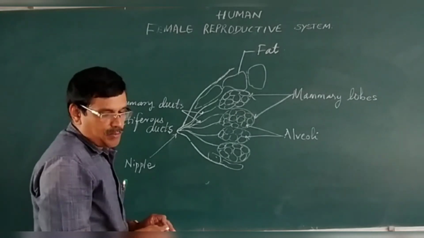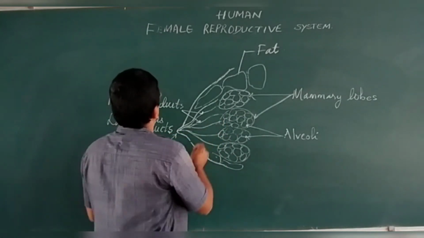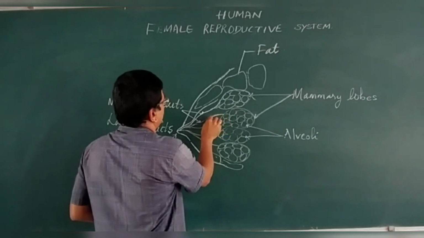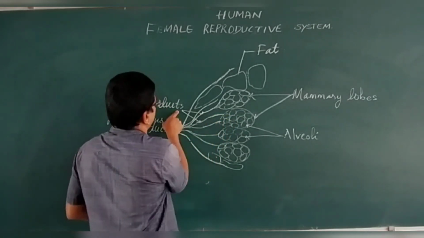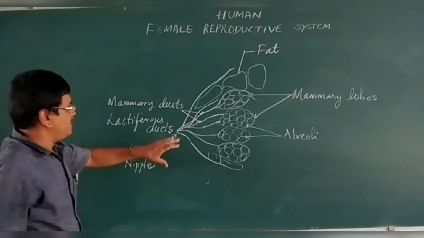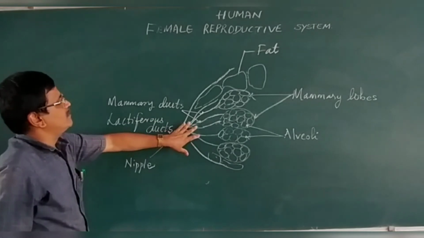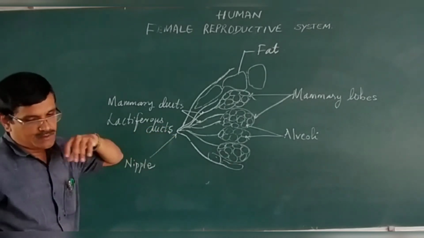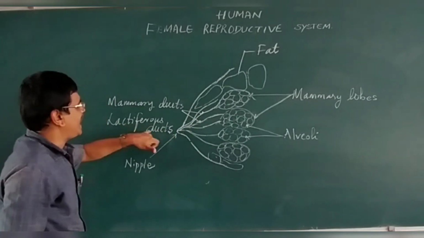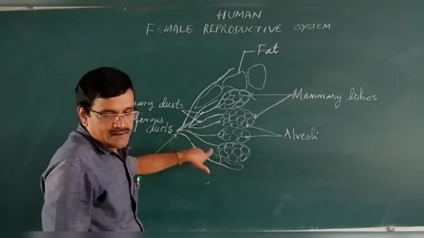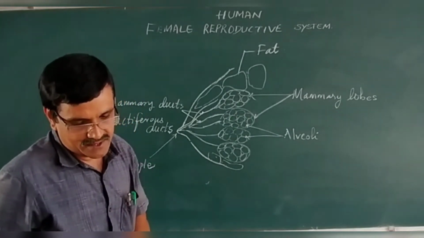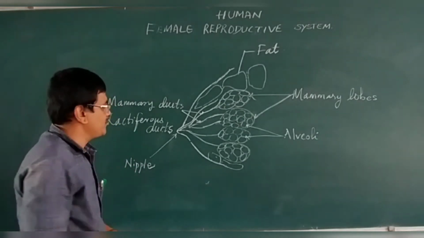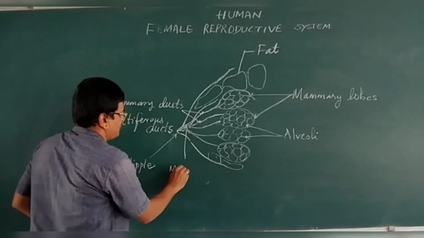Then the alveoli open into the mammary ducts, like this. Each alveolus opens into the mammary tubules or mammary ducts. And these mammary ducts are united to form lactiferous ducts. Many mammary ducts are united to form a lactiferous duct, and several lactiferous ducts join to form a wider mammary ampulla.